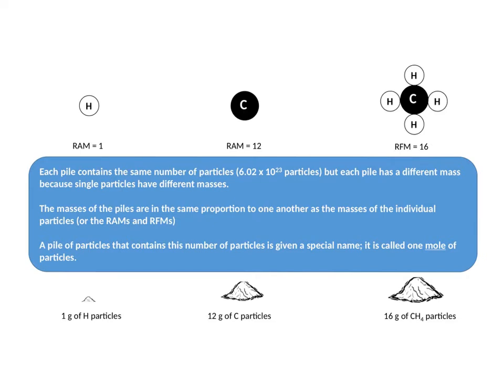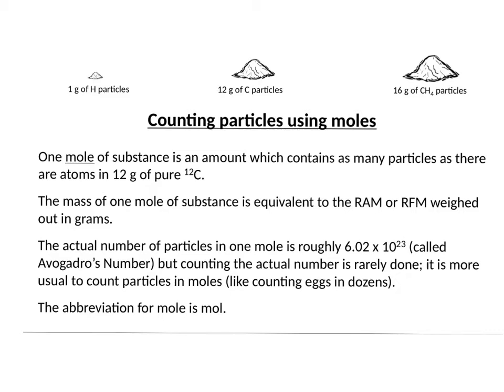So all of that information is not that important. The main thing, the thing that we really, really want to get, is this bit here. The mass of 1 mole of a substance is equivalent to the RAM from the periodic table, or the RFM if it's something like methane. So it would be RAM of 12 for carbon, but it would be RFM of 16 for methane.